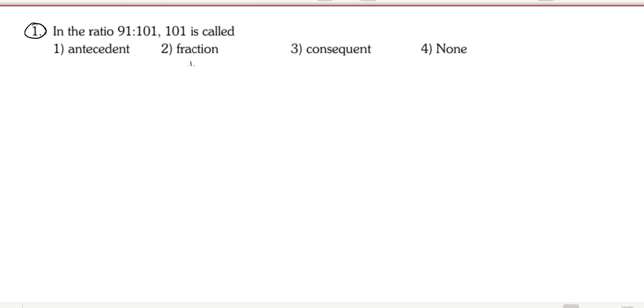Okay, so to solve this problem, I already explained the basics related to ratio and proportion. In the ratio A is to B, A is known as an antecedent and B is known as a consequent. Here in the ratio 91 is to 101, 101 is the second one, so we say it is a consequent. So what is a suitable answer for this question? Third one is the correct one.